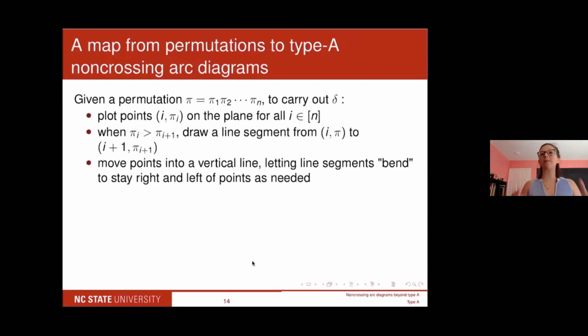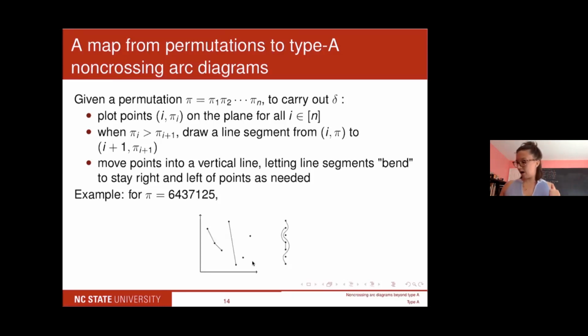Okay, so we've got this map, delta, from permutations to non-crossing arc diagrams. This map is just 3 steps. Given pi from pi 1 to pi n, we're going to plot the points (i, pi i) on the plane in the first quadrant. Then when pi i is greater than pi i plus 1, we're going to draw a line segment from the i point to the i plus 1 point. Once we've done that, we'll move all of our points into a vertical line, letting the line segments bend to stay right or left of the points that they were right or left of, and also letting them respect each other so that they don't look like they're overlapping when they're not.